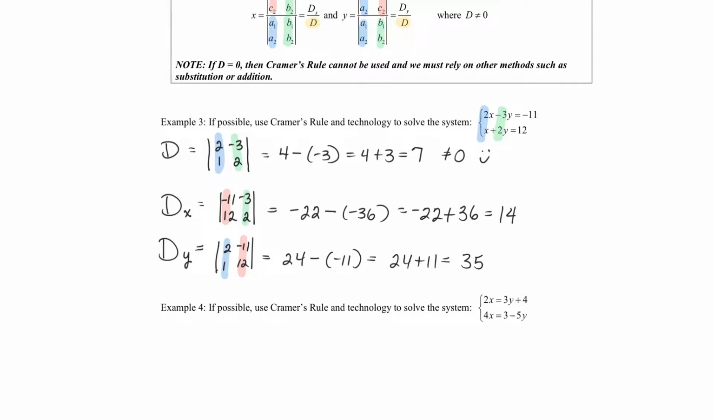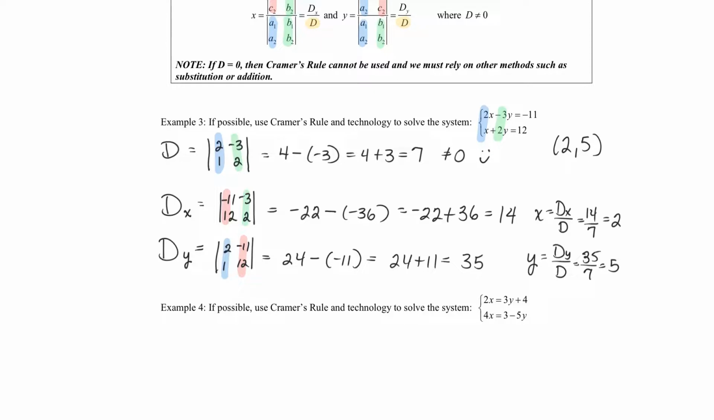And then x is simply equal to d sub x divided by d. 14 divided by 7 is 2. Y is equal to d sub y divided by d. 35 divided by 7, or 5. And so my ordered pair solution to this system is (2, 5), using Cramer's rule.